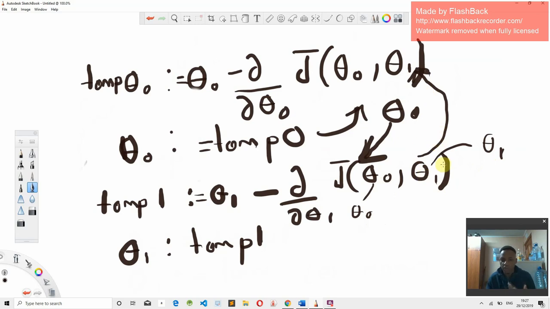That's why simultaneous update is important, because if you update simultaneously, it means that the values of theta 0 and theta 1 will be recent updates. The values of theta 0 and theta 1 will be updated at the same time. So this gives us consistent results. This causes our algorithm to converge to the minimum, as compared to if we update theta 0 and theta 1 at different times. This will cause our algorithm not to converge to the global minimum.